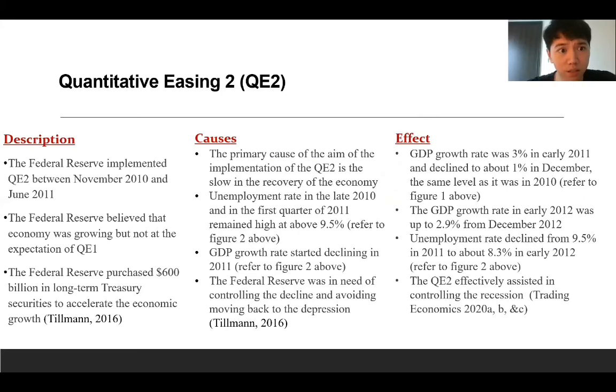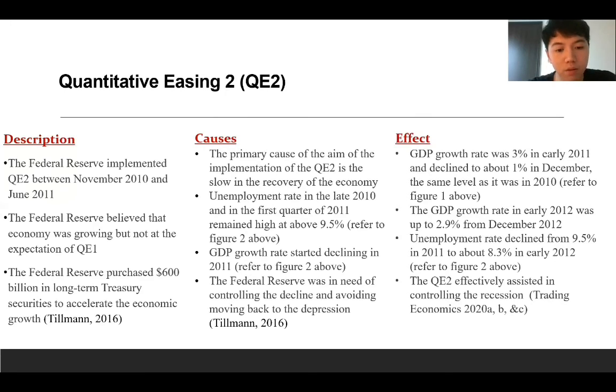And the quantitative easing too is... the Federal Reserve implemented QE2 between November 2010 and June 2011. The Federal Reserve believed that the economy was growing, but not at the expected rate following the implementation of QE1. The Federal Reserve purchased $600 billion in long-term treasury security to accelerate the economic growth. The primary cause of the implementation of QE2 was the slow recovery of the economy.